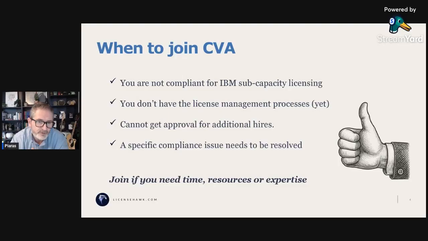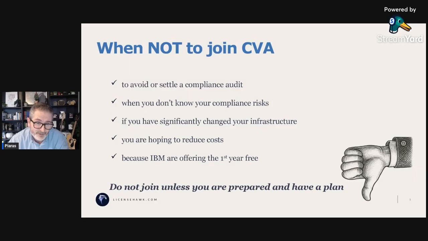Ultimately, when it comes to summarizing this, join the CVA program if you need extra time to get yourself in order, you need some help or support getting resources, or you need expertise. But I will always emphasize the CVA program should not be seen as a long-term program. It's a moment in time, and you do need to enable yourself going forward. So that's when you should join the CVA program. Now let's have a look and see when you should not join the CVA program.